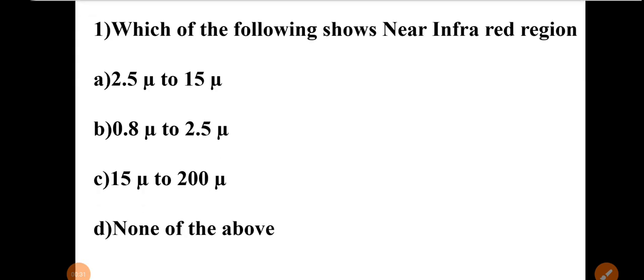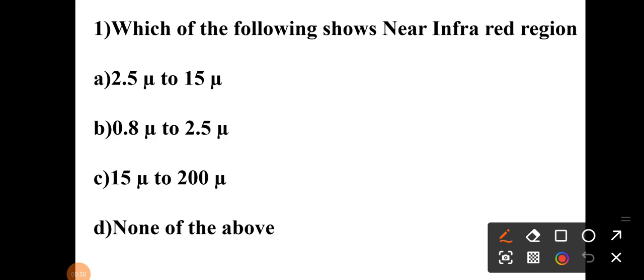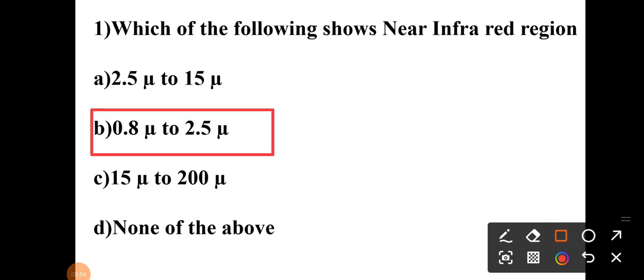Here the first question is, which of the following shows near infrared region? What are the options here? 2.5 micron to 15 micron, 0.8 micron to 2.5 micron, 15 micron to 200 micron, and none of the above. So what is the right answer here? The right answer is 0.8 to 2.5 micron.